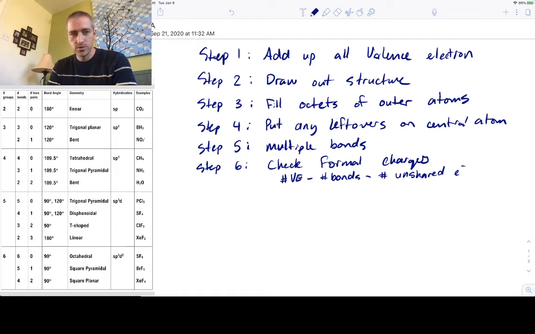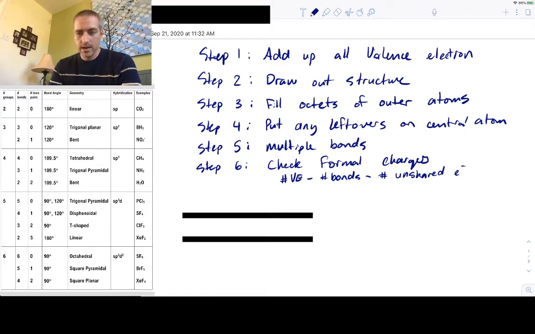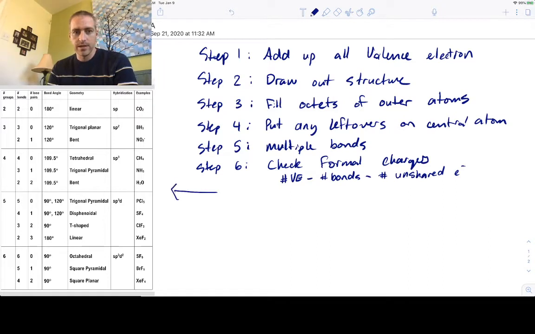Once you have this, you should be done, and then you can do things like assign the shape. You can assign the hybridization as well. And what I've added here on the left-hand side of the screen is a table which you can use to figure out the bond angles, the shapes, and the hybridization. All of these things can be figured out directly from the completed Lewis structure that we'll have by the end of this process.